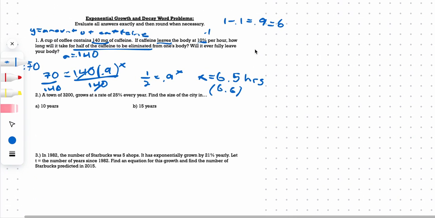First of all, this is decay. We have a b value of less than 1. So our graph is going to look something like this, right? And this is our axis. And this is our initial value, which is 140. We calculated where we get 70, so maybe something like there, and then we said this point is like 6.6.